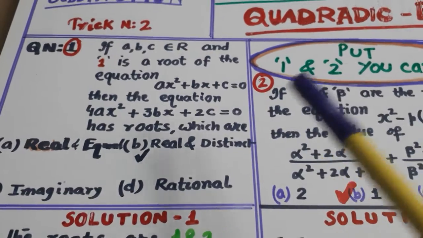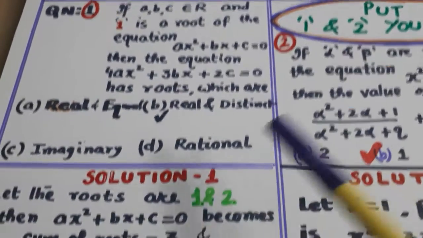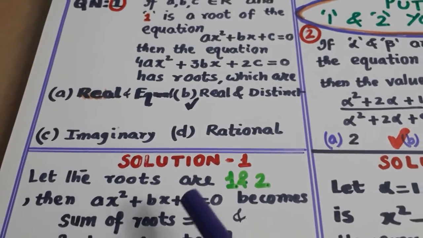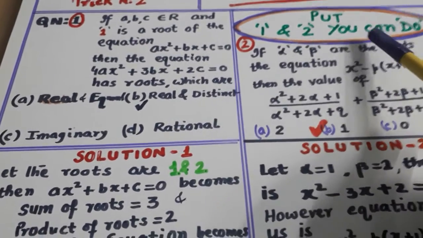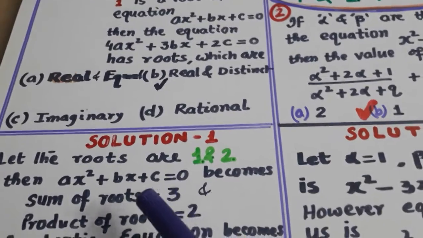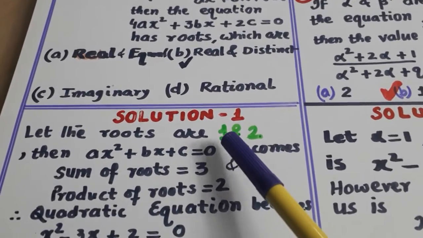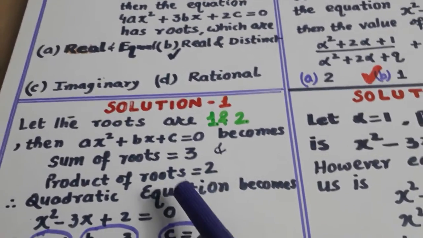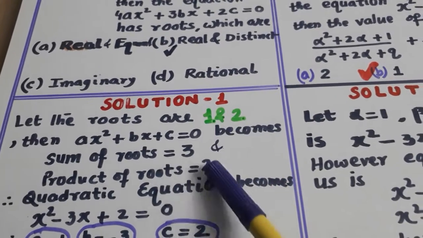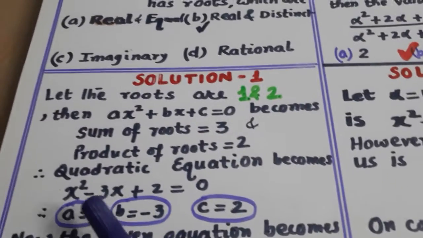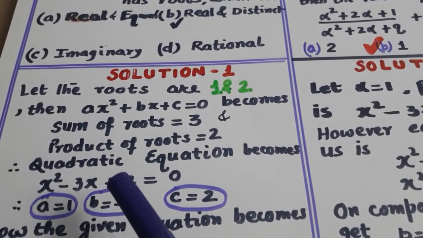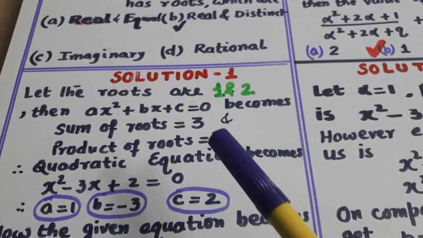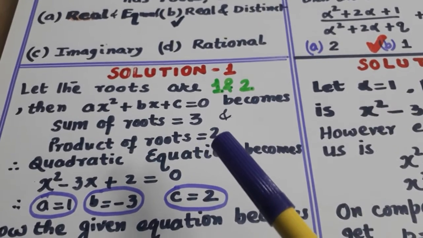Now, as per the technique, let the roots be 1 and 2. Put 1 and 2, you can now do. Look here. What will be the sum of the roots? It will be 3. What will be the product of the roots? 1 into 2, 2. So the equation will become, as you know, in your 10th class, you form the equation when you know the sum of the roots as well as the product of the roots.